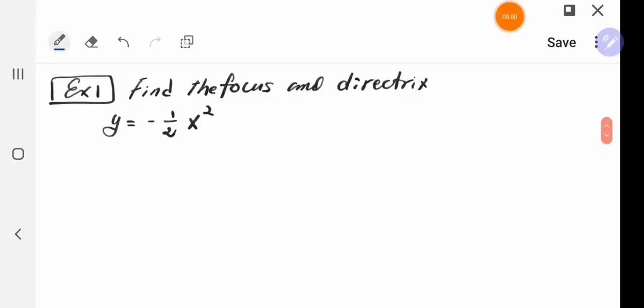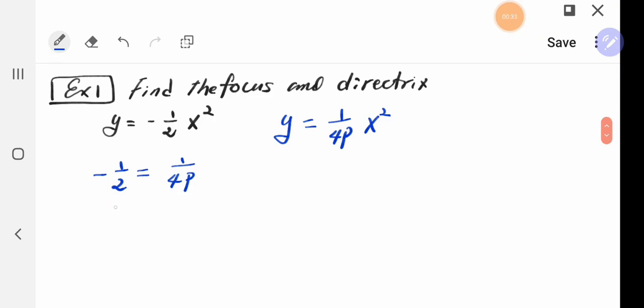Okay, example 1. Let's find the focus and the directrix of this quadratic function. First of all, this is the form of y equals 1 over 4p x squared. And the coefficient of x squared is negative 1 over 2. So negative 1 over 2 should be equal to 1 over 4p. So let's find the focus p from this equation.